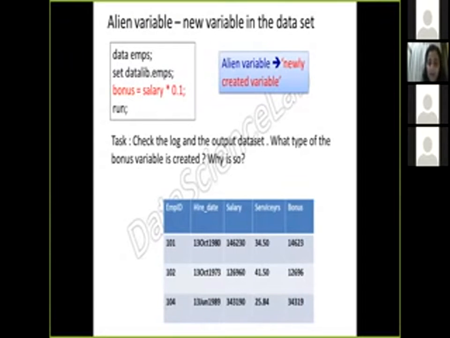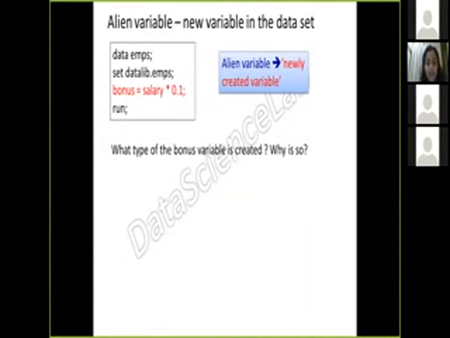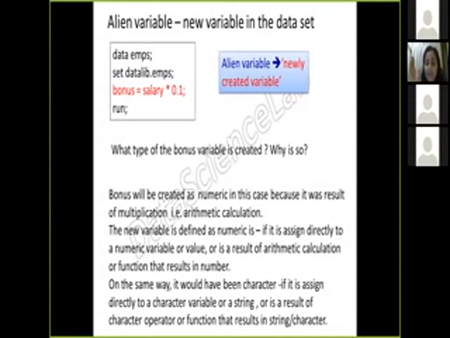So to answer this question, we get something like this, because bonus will be created here as a number since it is a result of an arithmetic operation. A new variable is defined as numeric if you either directly assign, that means you write bonus is equal to salary, then you have a new variable as a number, or it has to be an arithmetic calculation or a function, something like the sum function, average, like the mean function, etc.